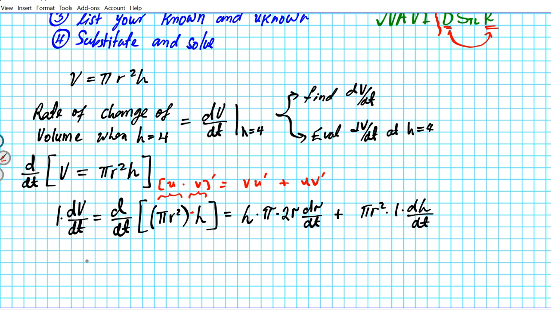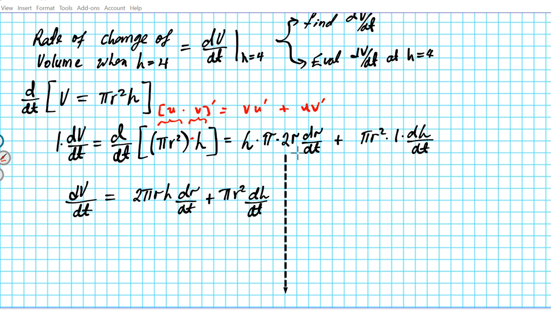All right, so let's make it look pretty. dV/dt, the derivative of the volume with respect to time, or the rate of change of the volume at any time, is going to be 2 pi r h dr/dt plus pi r squared dh/dt. All right, there you have it. Now we're going to proceed to the next part.